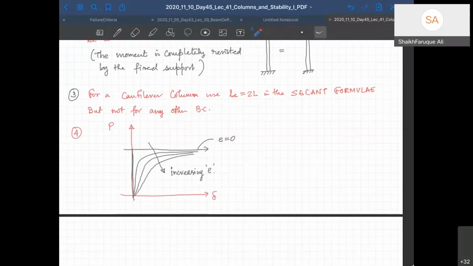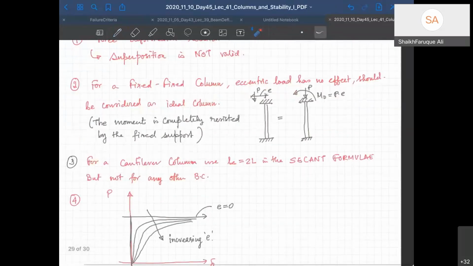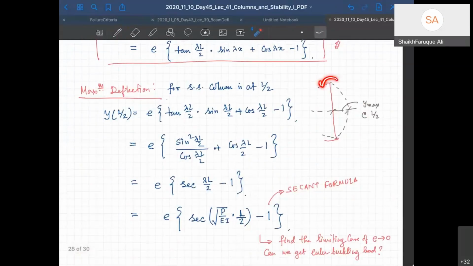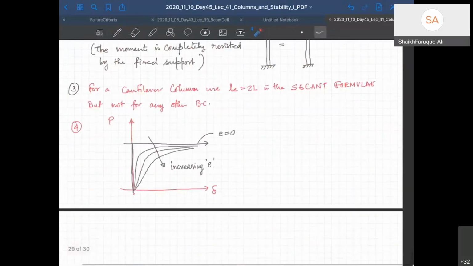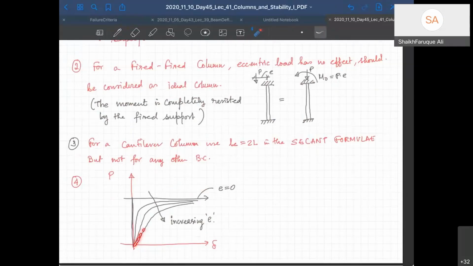So the curve will start from the beginning. For an Euler ideal column, it will not start at the beginning, it will just bend. Here, since there is a moment acting, it will act like a beam and start bending from the instant itself. So if you keep on increasing P, you will see the load going like this. But for an Euler buckling load, there is a sudden failure, and that sudden failure is not observed in eccentric columns.